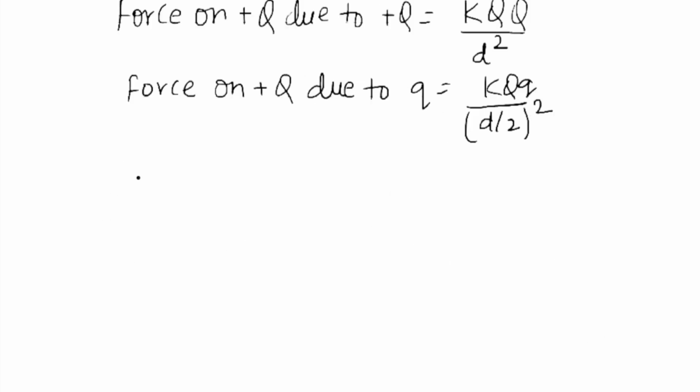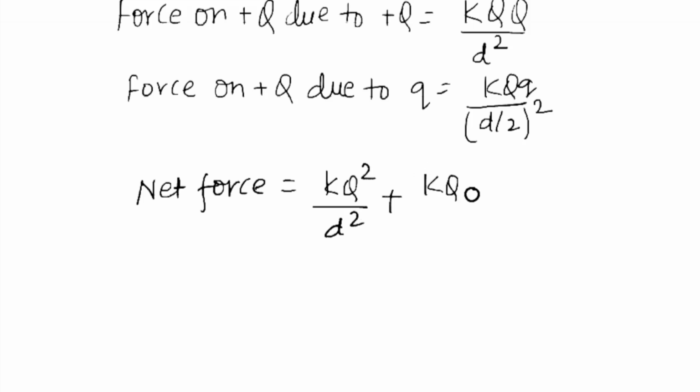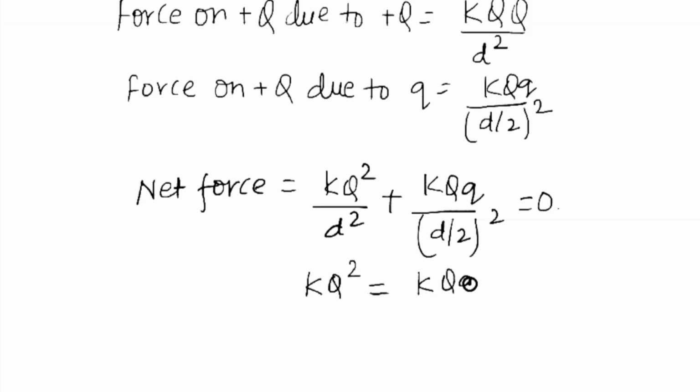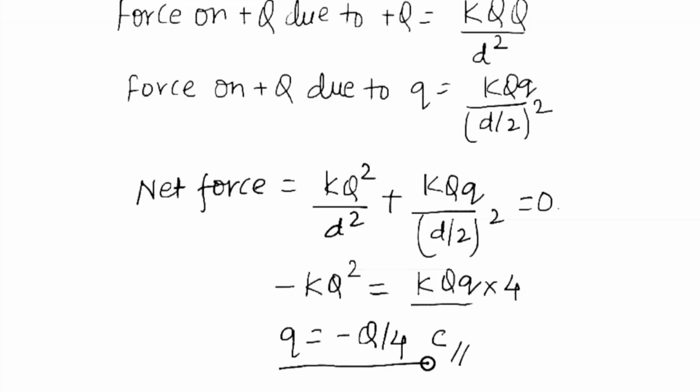So the net force on plus q is equal to k Q square upon d square plus k Q q upon d by 2 whole square. This should be equal to 0. So we get k Q square is equal to k Q small q into 4. So we get q is equal to minus capital Q by 4 coulombs. Therefore the value of small q should be minus Q by 4 coulombs.